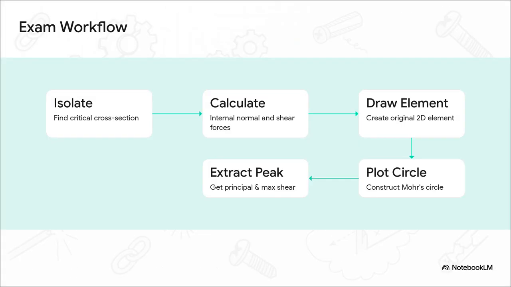To completely dismantle a problem like this on your next test, you want a fail-proof workflow. Number 1, isolate the critical cross-section at the wall, because that's usually where the bending moment is the highest. Number 2, calculate your internal normal forces from bending and axial pull, plus your shear forces from torsion and transverse loads. Number 3, sketch out that initial 2D stress element. Number 4, plot those exact values to create your Mohr's circle. And number 5, just extract the peak, principal, and shear stresses right off the edges of your circle. Follow this workflow and you turn a terrifying 3D problem into a really straightforward sketching exercise.